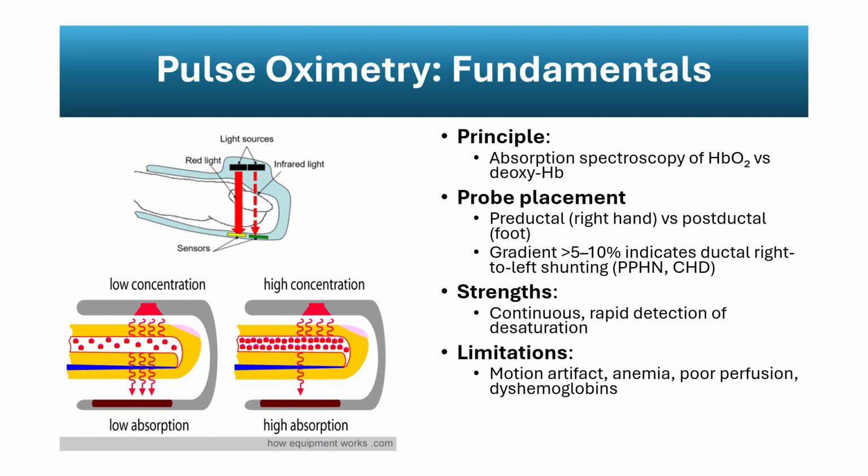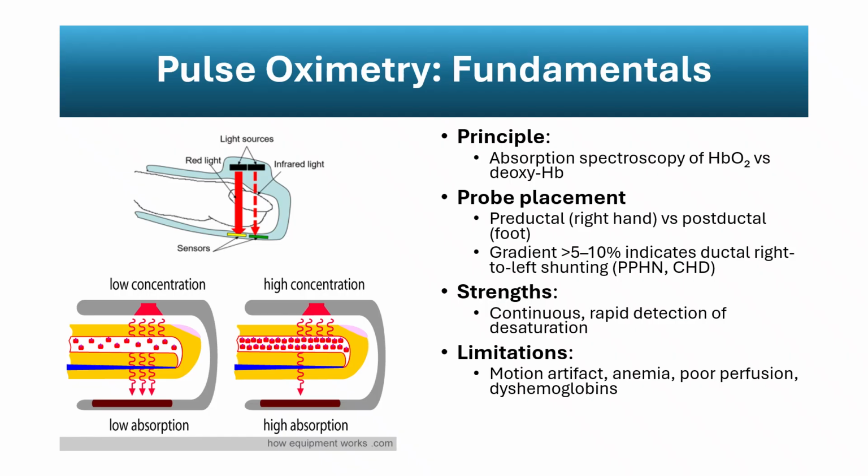The right hand measures preductal oxygenation, representing blood flow before the ductus arteriosus, while a lower saturation in the foot indicates postductal desaturation and possible right-to-left shunting, such as in persistent pulmonary hypertension or ductal-dependent heart disease. Pulse oximetry responds rapidly to changes in oxygenation and is reliable for detecting desaturation events.